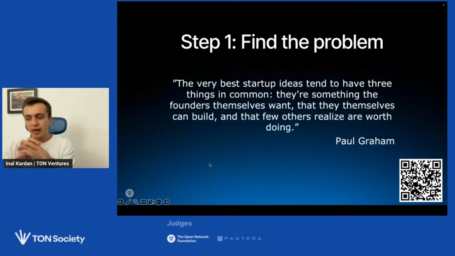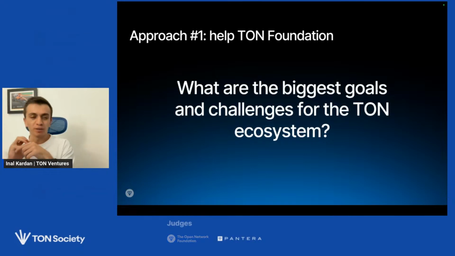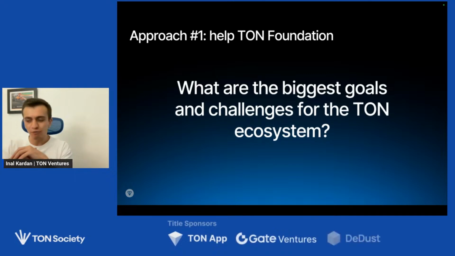If we speak about the Tonica system, what options are there to find a good problem? I can give you two relatively small hints. The first one, approach number one, is try to help Ton Foundation. And here I have a small question for all of you. What are the biggest goals and challenges for the Tonica system right now?